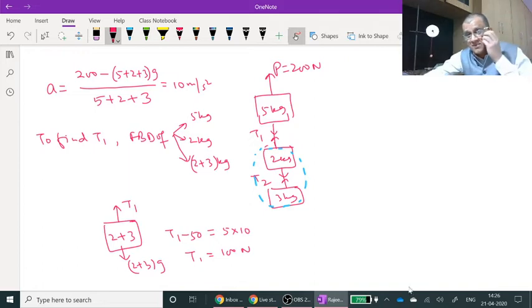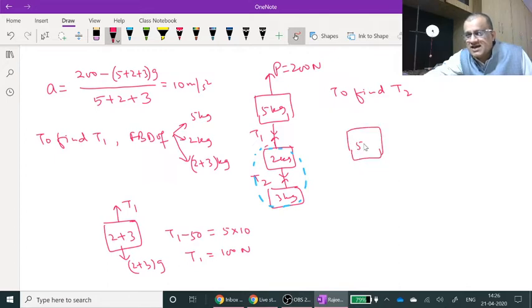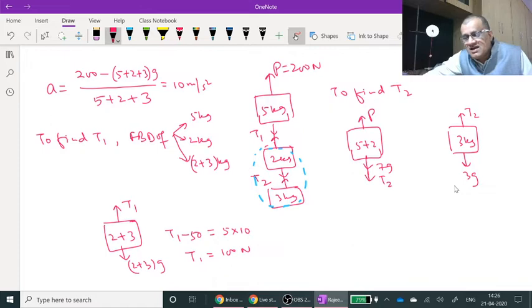Perfectly welcome. Okay, to find T2, I have a similar option. I can make a free body diagram of 5 plus 2, having P this side, having 7G and T2 this side, or I have an option of 3 kg having T2 this side and 3G this side. As we have seen, both will give us the same answer. And you are welcome to share that answer if you have found it out. I will use this one because this is easier for me.